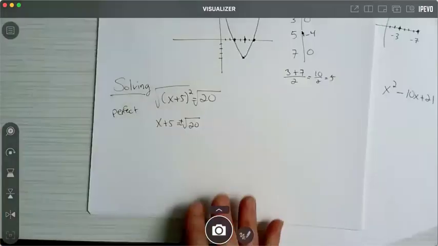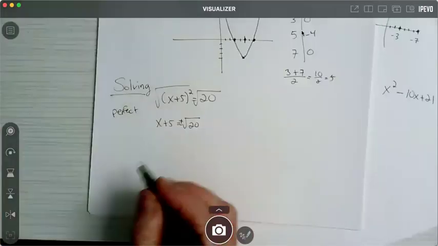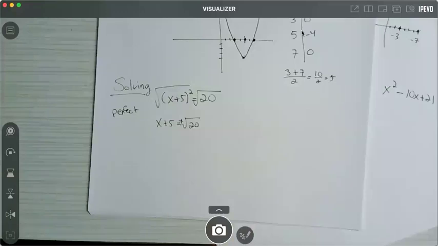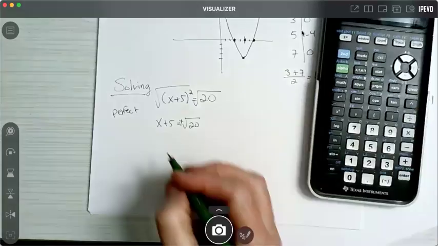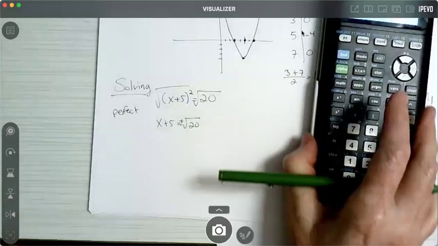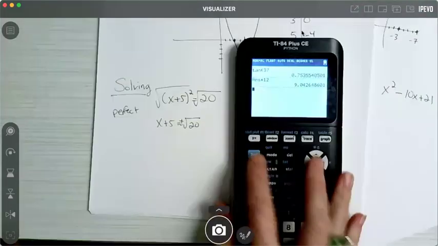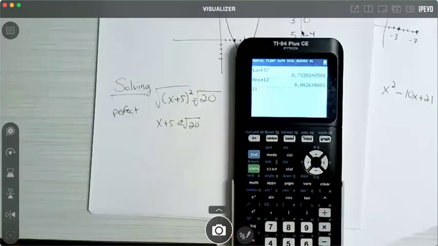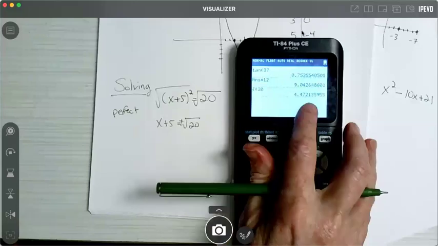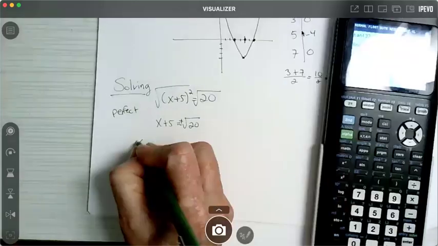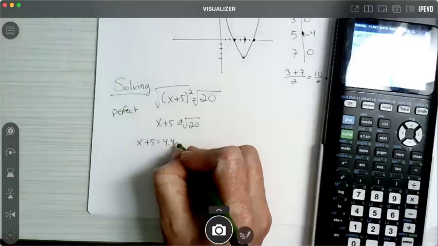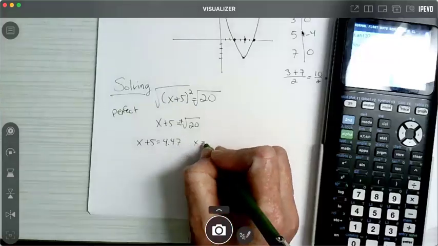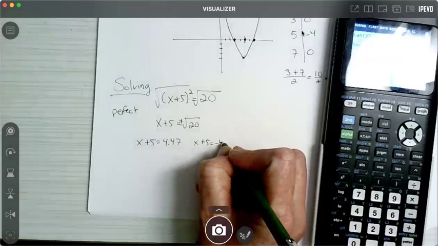And then here, what I'm going to have is, I need my calculator. So I just went and grabbed a calculator. And I would be grabbing the square root of 20, and I'd end up with 4.47. So I'm going to have two answers, the positive version, which here I'd have 4.47. And here I would have x plus 5 equals negative 4.47.